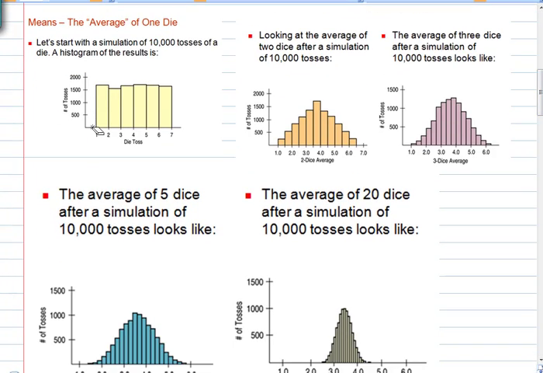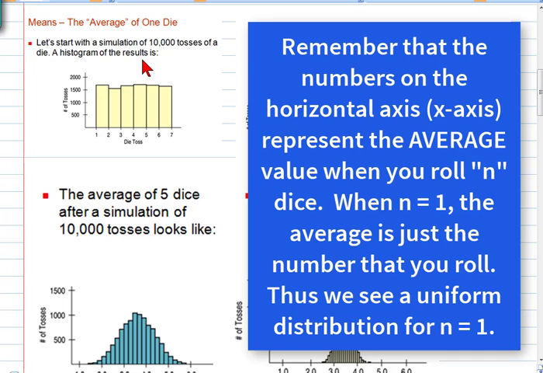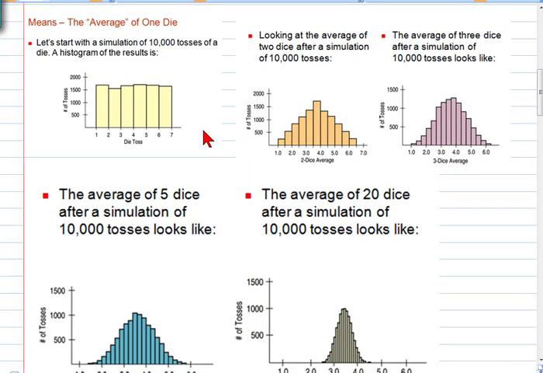This first picture represents the average number you get when you roll one die. Let's start with a simulation of 10,000 tosses of a die. A histogram gives the following results when we just roll one die, and we see what looks like a uniform distribution. This made sense to me because when you roll a die, each side has the same chance of coming up, if it's a fair die. So we expect a uniform distribution, representing the number of ones, 2s, 3s, 4s, 5s, and 6s when we roll only one die.